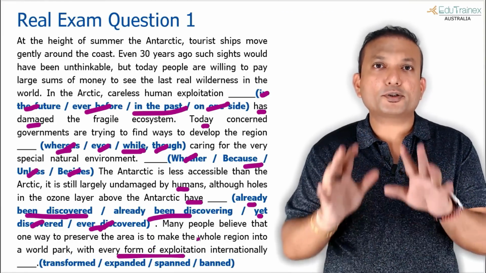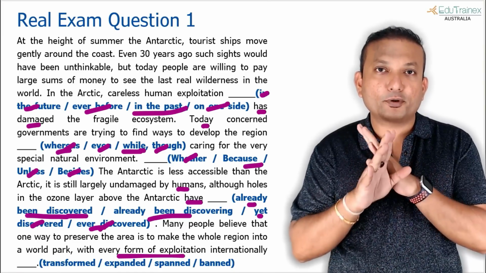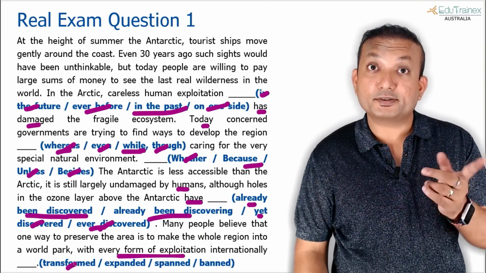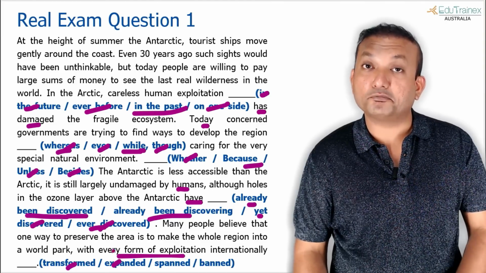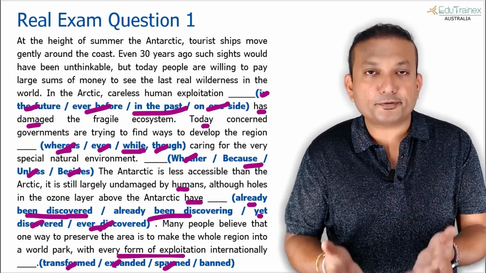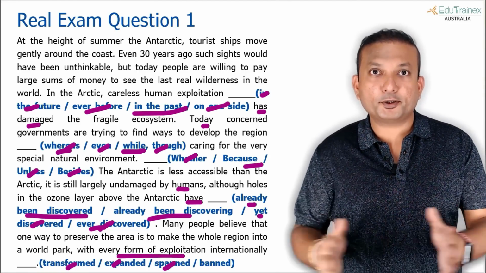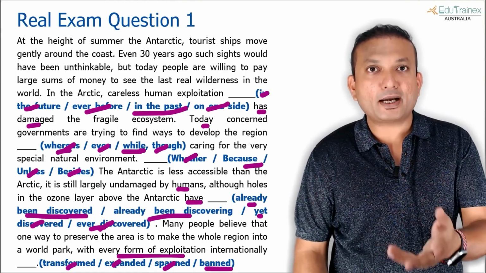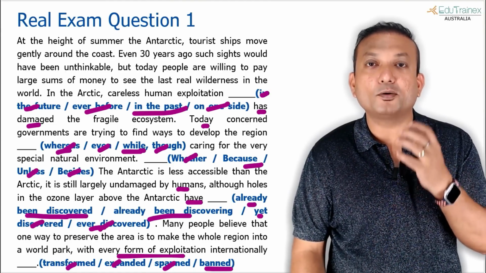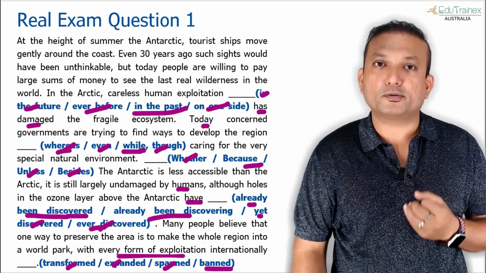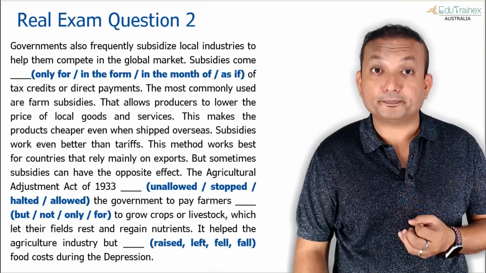So you're talking about stopping those exploitation. You have to completely stop those exploitation. Transform, not making sense with stopping. Expanded, no, it's talking opposite. Spanned is not even fitting the meaning. Span means like span, showing the duration of time. Band is related to the stop, what we just discussed, right? So understand it and solve the questions. Let's look at the next question.